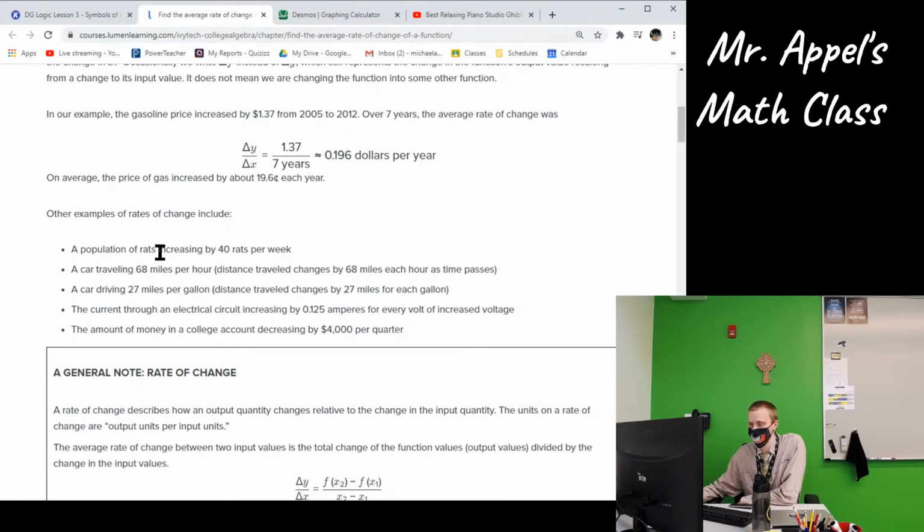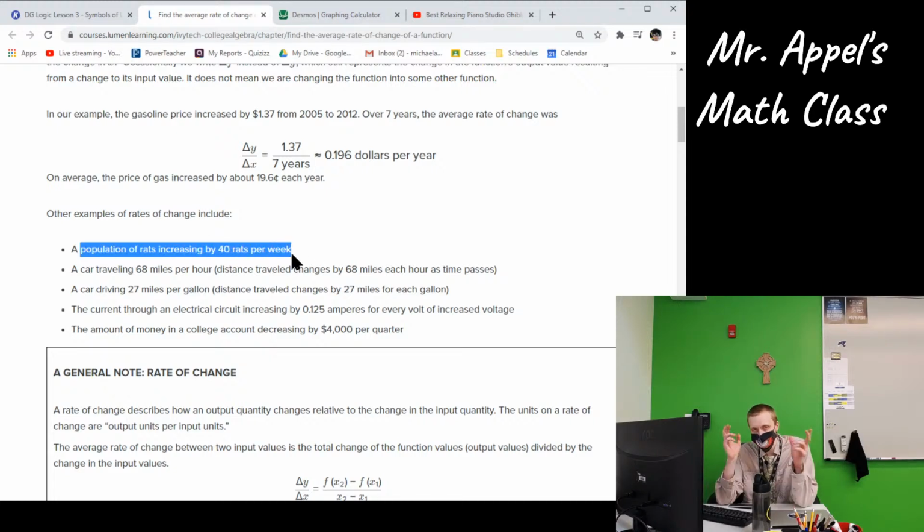All right, we got some other examples, just things that would increase or change rapidly. Think about this. Population of rats increases by 40 rats per week. Does that mean Sunday through Friday, there are no rats born, and then all of a sudden Saturday night, boom, 40 more rats appear? No, clearly not. They're scattered throughout. Some are born Monday, some are born Tuesday, and then on average, over the course of the week, there are 40 more rats. See the difference there?